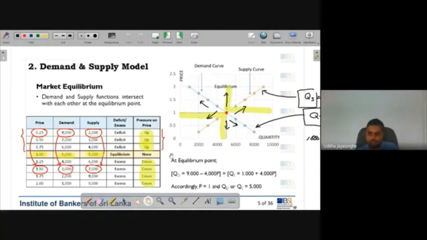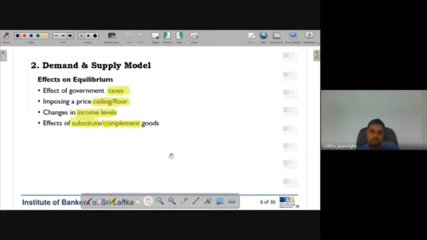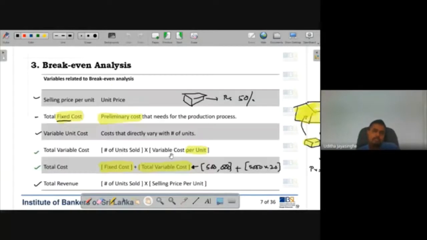Okay, so these are some of the widely observable effects on the equilibrium point: taxes, ceilings, floors, income level changes, substitutes, complements, good movements. So these can change the equilibrium level. That's all we wanted to discuss under demand and supply.